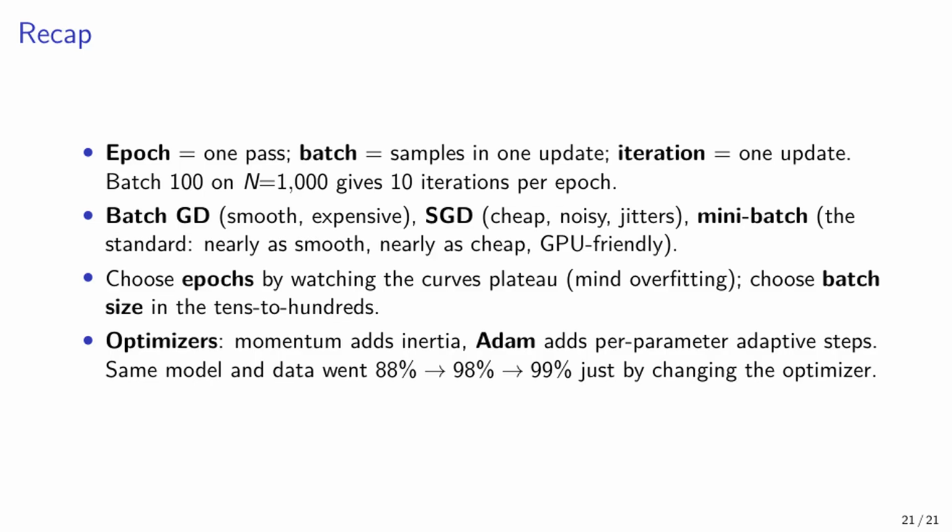And the optimizers: momentum adds inertia, Adam adds per-parameter adaptive steps. The identical model and data went from 88% to 98% to 99% just by changing the optimizer. That is the topic.